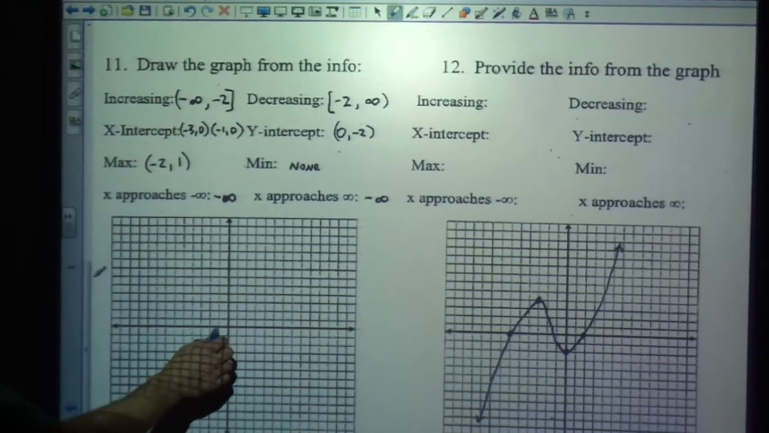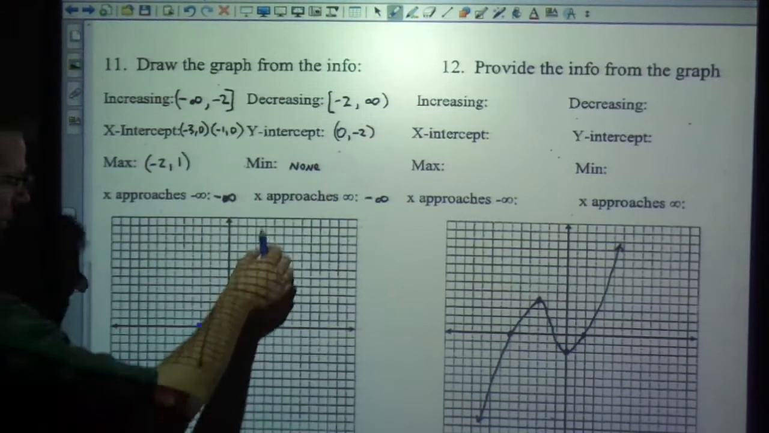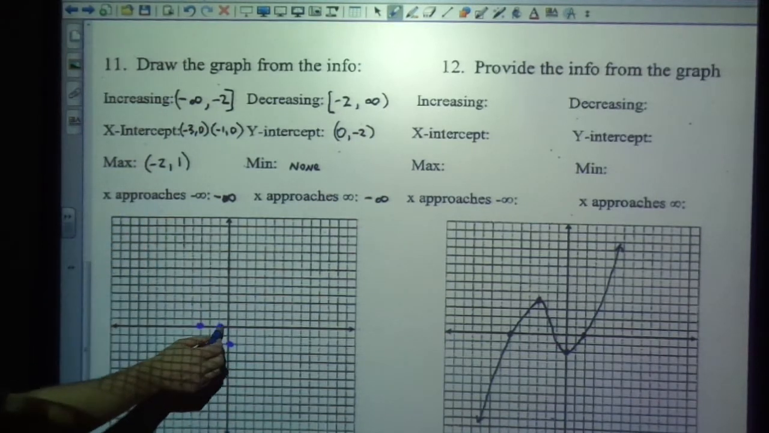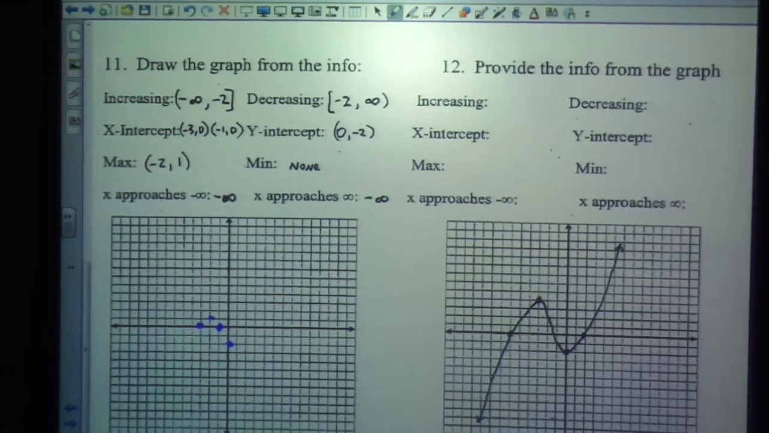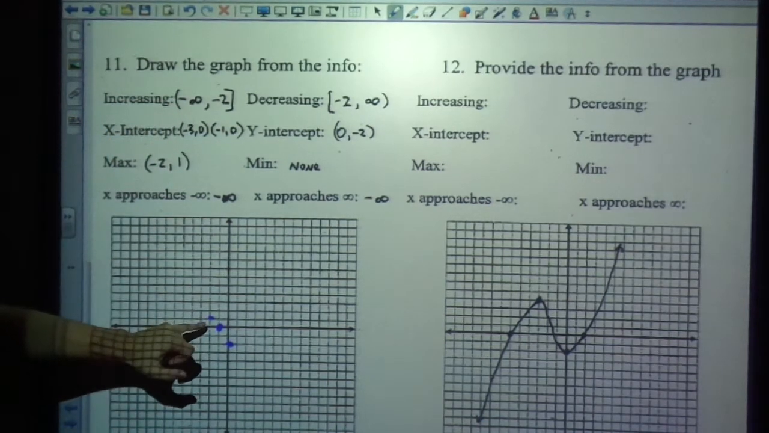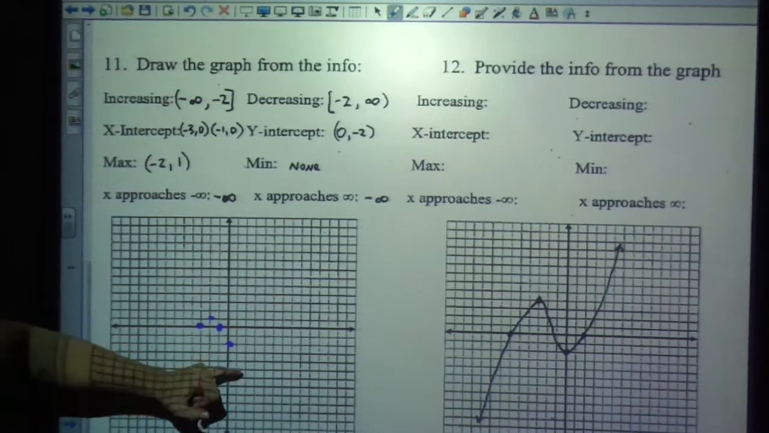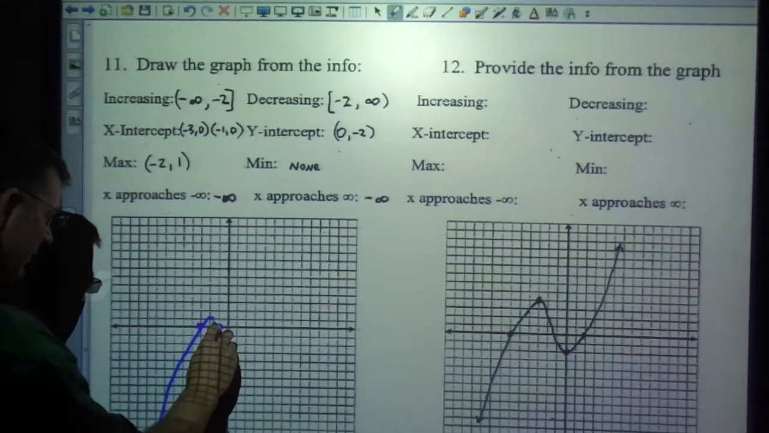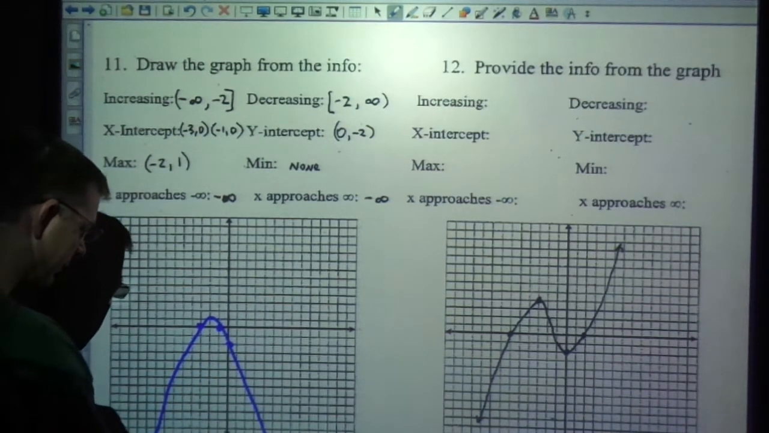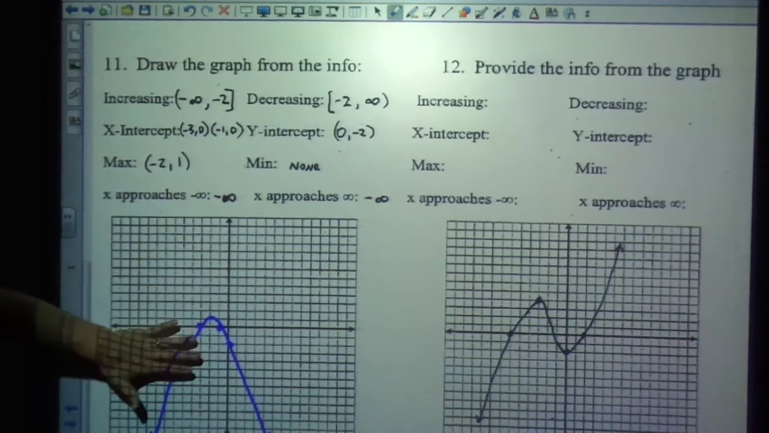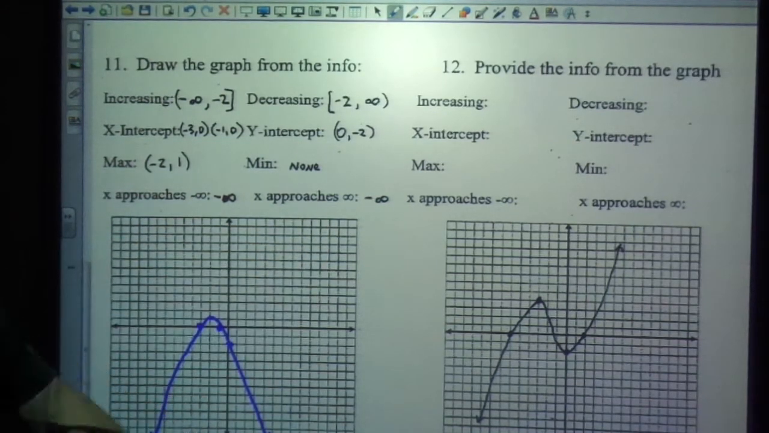X-intercepts: -3, 0 and -1, 0. Y-intercept is 0, -2. There's a max at -2, 1. Okay, from here, I see it's increasing from negative infinity up to -2, and then decreasing from -2 to infinity. So my graph is coming up like this, and then decreasing. That's what I'm looking for. As x is approaching negative infinity, it's going to negative infinity, and negative infinity both ways.